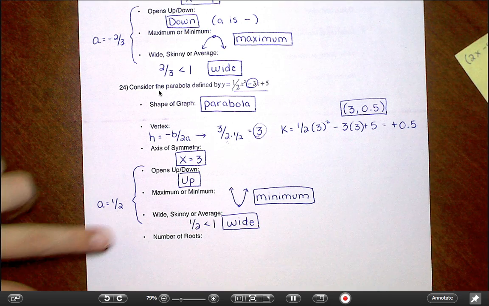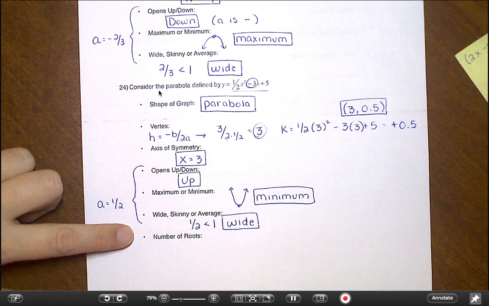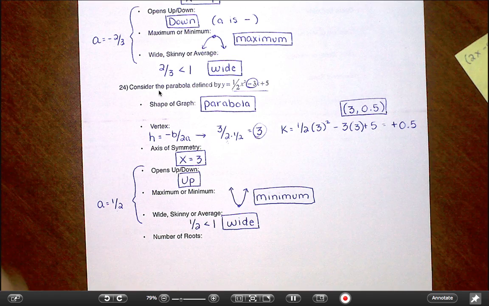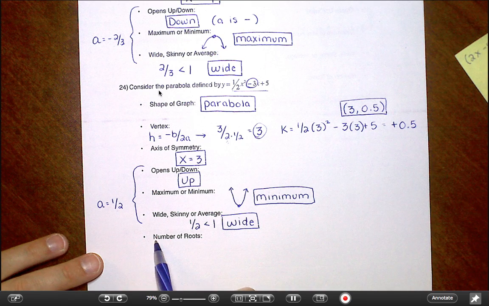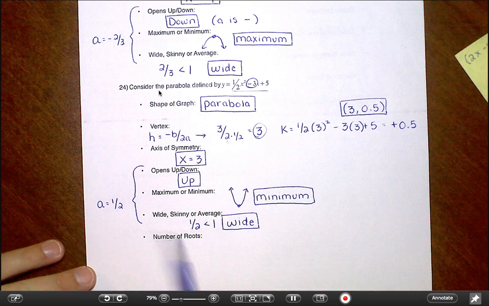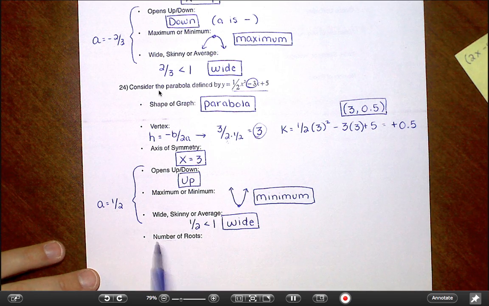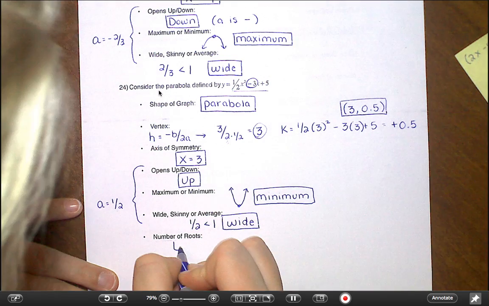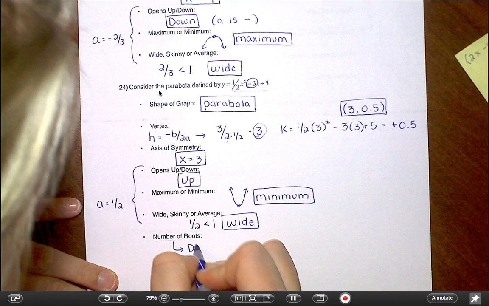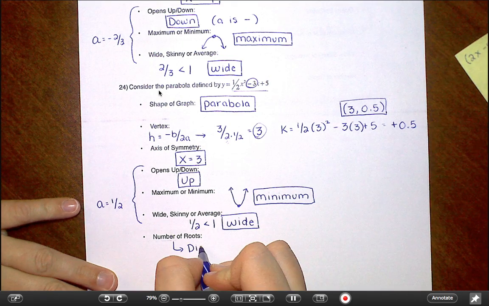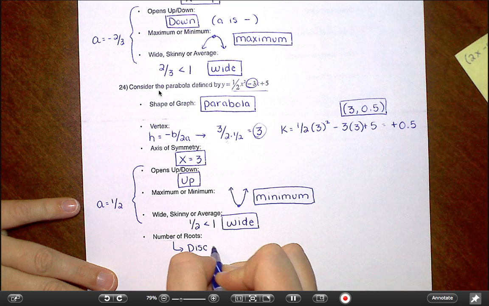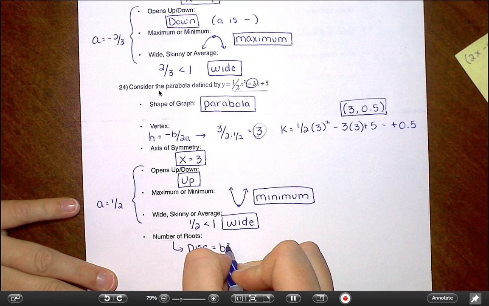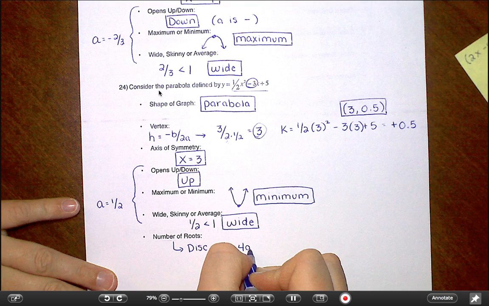Now, there's one new question here: number of roots. Remember, I think it was maybe a couple pages ago, we had some questions about how many of something there are. That's the same question as this, right? The number of roots. So, to do this, we're going to use the discriminant. And that's b squared minus 4ac.